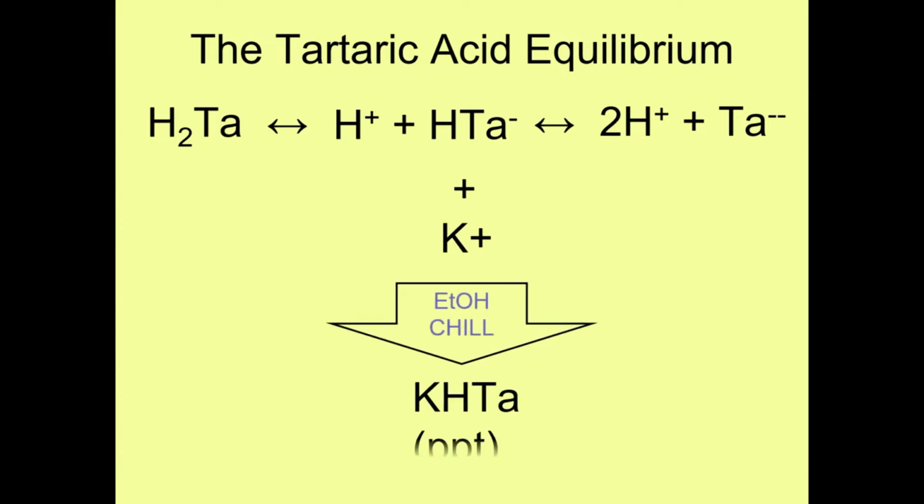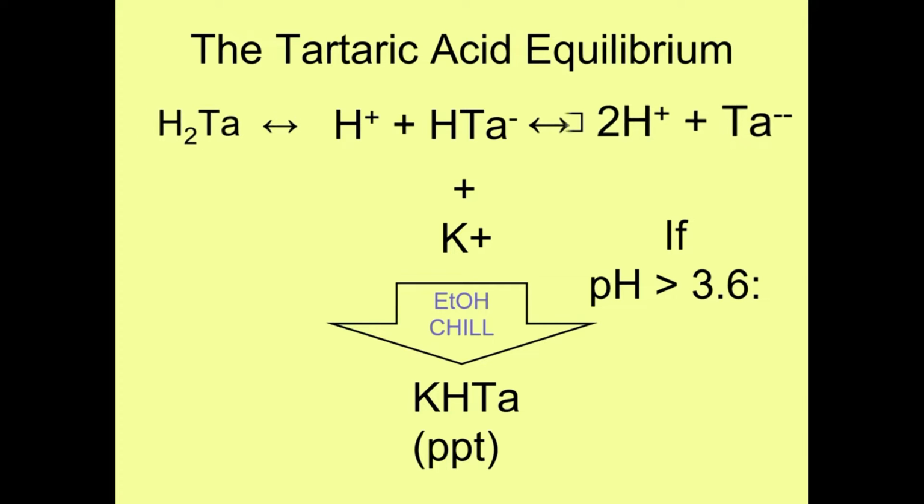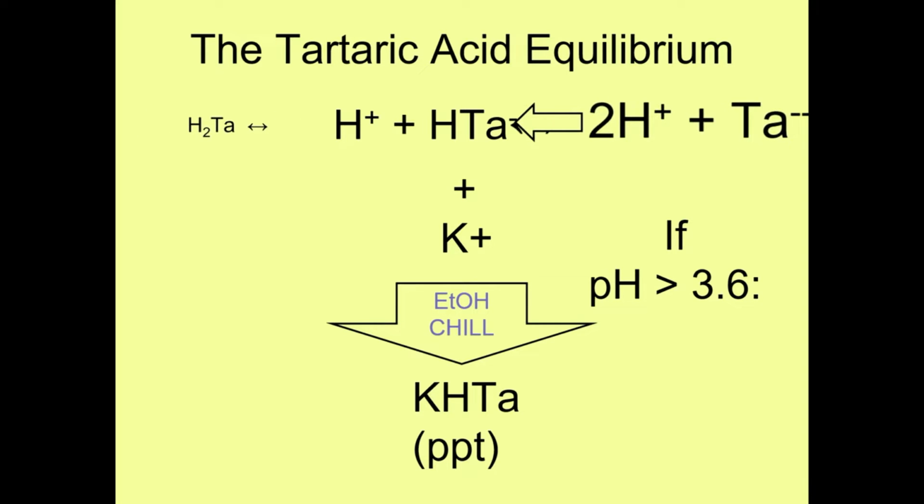And we know that potassium likes to combine with bitartrate as the ethanol rises during fermentation, and this is also exacerbated by chilling. And we get this precipitate that we're familiar with, potassium bitartrate. We've also learned that if the pH is above 3.6, then the tartrate side of the equilibrium will predominate. And that means that when the reaction takes place, the TA goes down and the pH goes up, which kind of makes sense.